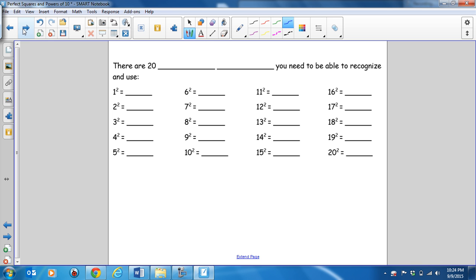So what we're going to do is go ahead and fill out this part of our notes. There are 20 perfect squares, so go ahead and write perfect squares. And these are the 20 that you would need to be able to identify.